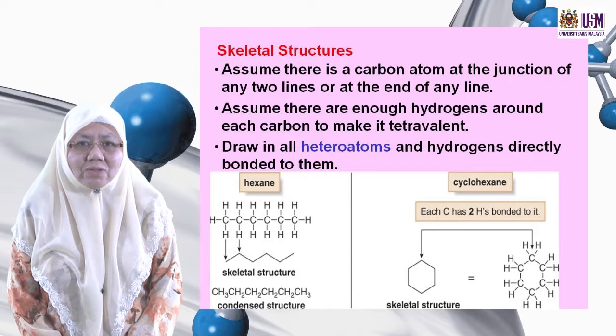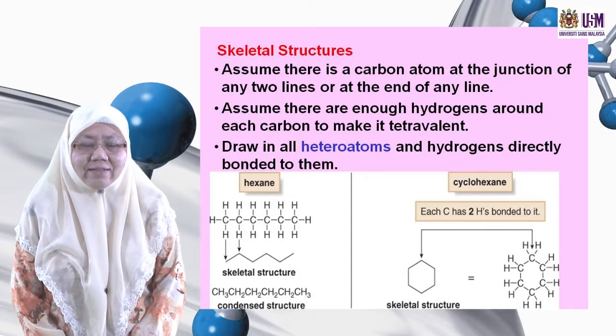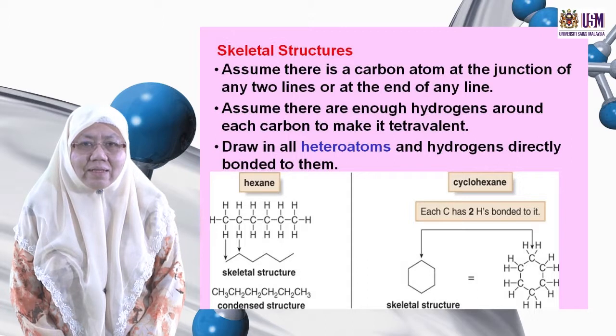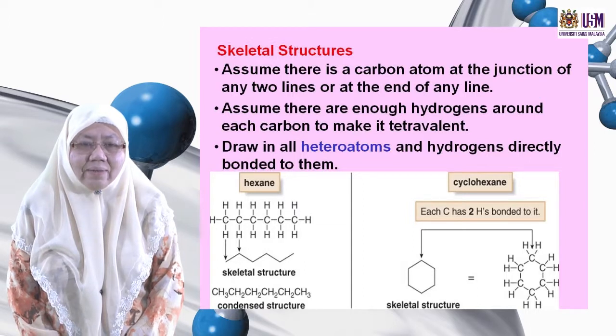And we assume also there are enough hydrogens around each carbon atom to make it tetravalent. And we draw in all hetero atoms and hydrogens directly bonded to them. For example, we see hexane. Hexane has 6 carbon atoms. And the skeletal structure is the one that's drawn below the line, where we see a zigzag line.